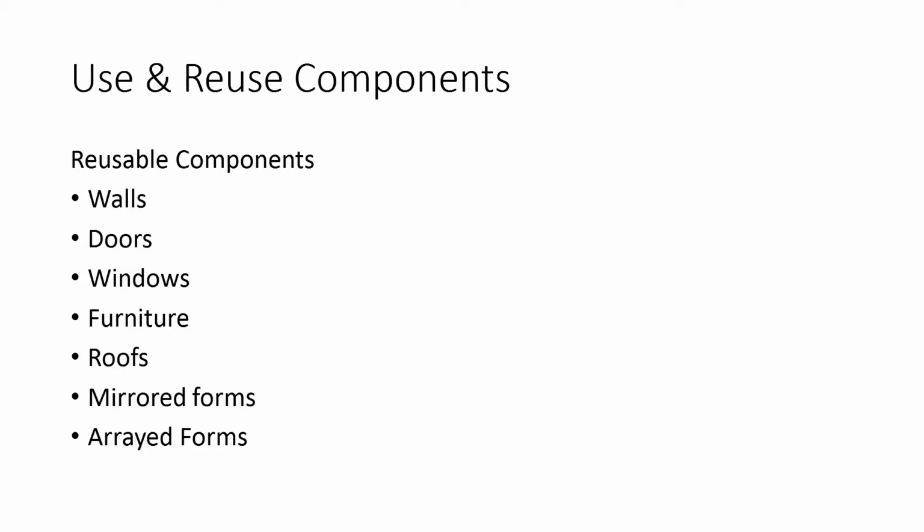I find good ones on the 3D warehouse or in different groups, and you can use that, just like for walls or for doors or windows, for furniture, roof, mirrored forms, arrayed forms. The idea is the component helps you control your model, and it helps you get further because you can use things rather than remaking them again. Remaking things can take a lot of time.